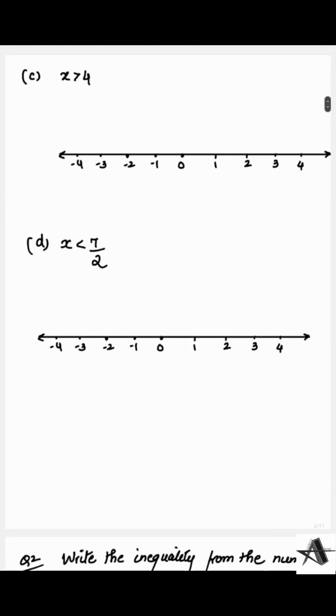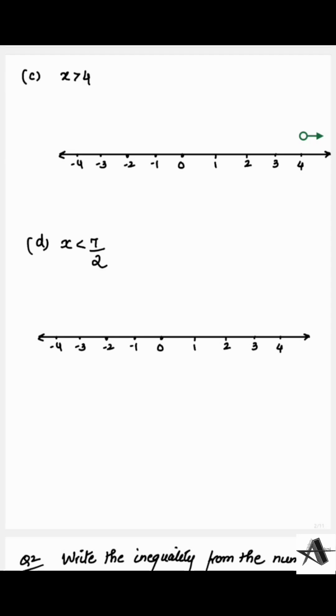Part C says x is greater than 4. There is no sign of equals to here, which means we are supposed to exclude 4. So we have to select all the values of x that are greater than 4 but not 4. We make a circle like this, and it goes towards the right side, representing all the values greater than 4. I'm not going to fill this one because it's greater than 4, not equal to 4.